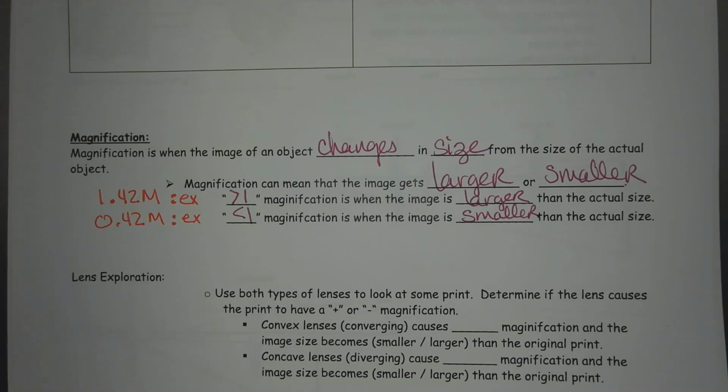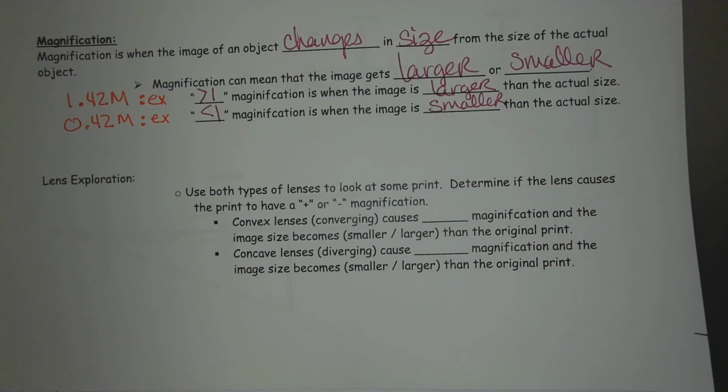It says here, now, when we're talking about lenses, remember when we were playing with those lenses, we had concave and convex lenses, and we had concave and convex mirrors. Now, talking specifically about lenses, it says here, use both types of lenses, which we did. It says to look at some print.